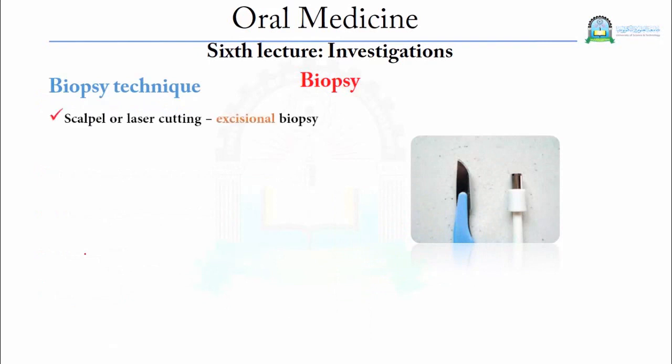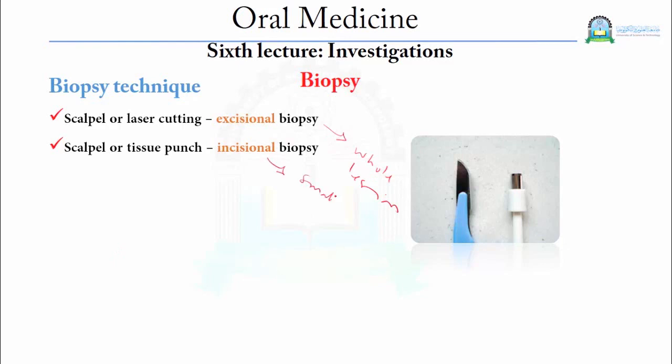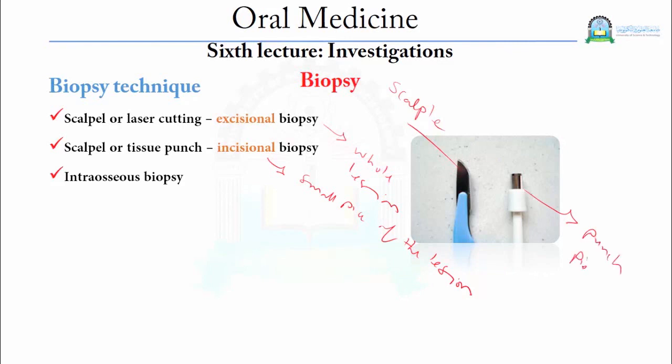Scalpel or laser cutting: excisional biopsy, or there is an incisional biopsy; we can use the scalpel or the punch. In the excisional biopsy, you will take the whole tissue, the whole lesion, but in the incisional biopsy you will take a small piece of the lesion. This is the shape of the scalpel, and this is the punch biopsy.